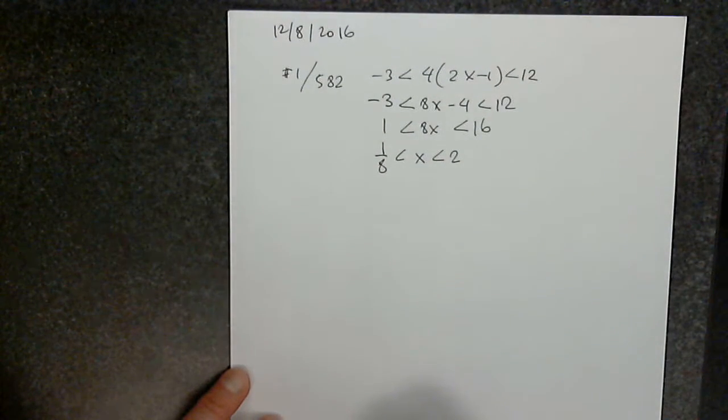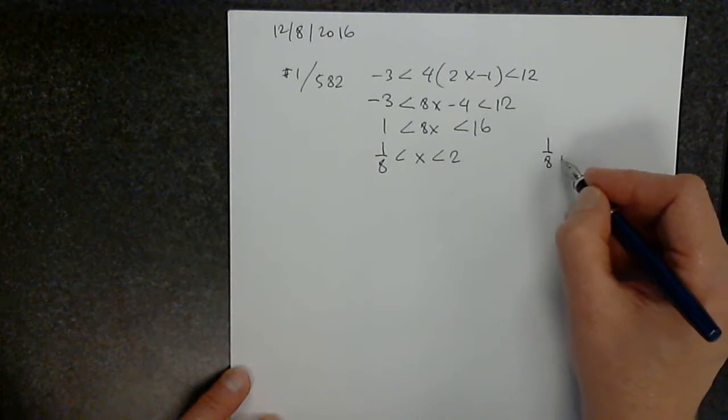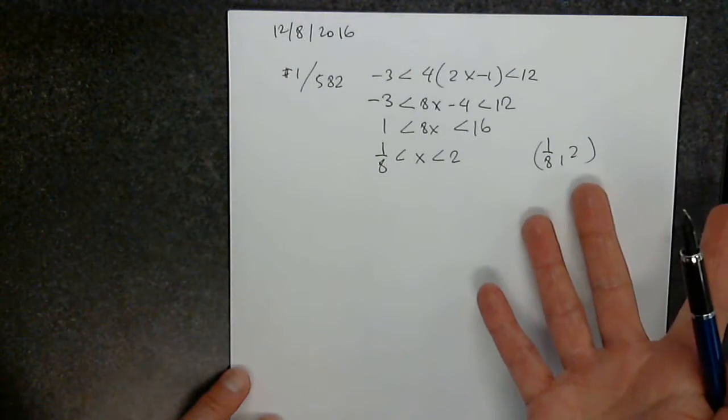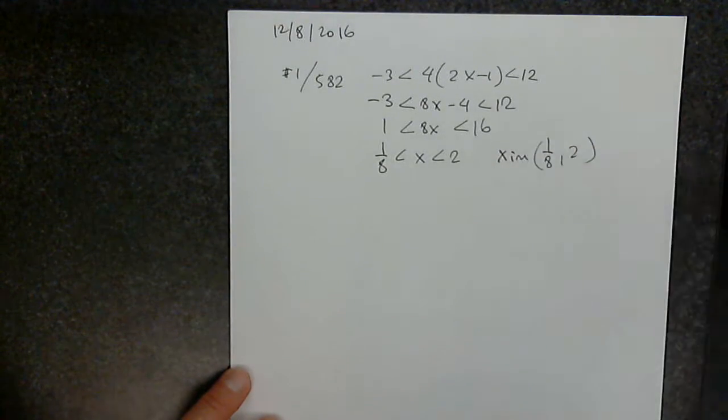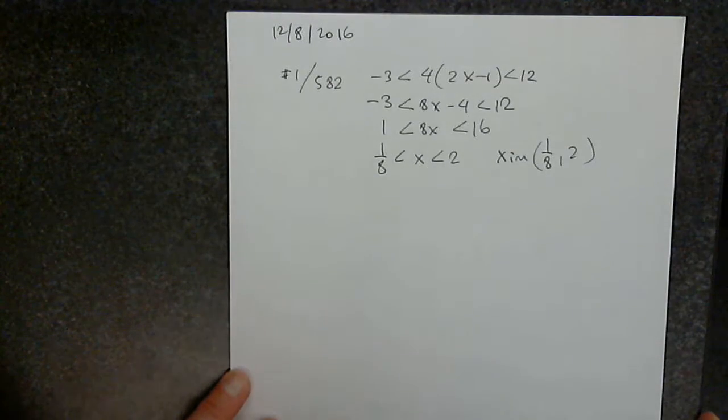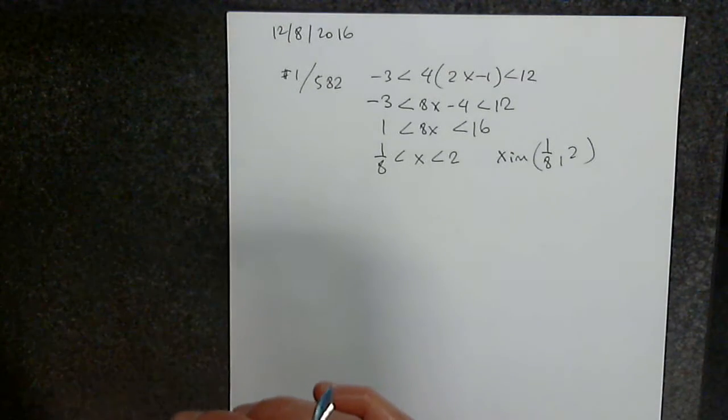In interval notation, 1/8 comma 2. See, if I just present this, it looks like an ordered pair. That's why I like to write x in front, x is in the interval between. Very good.